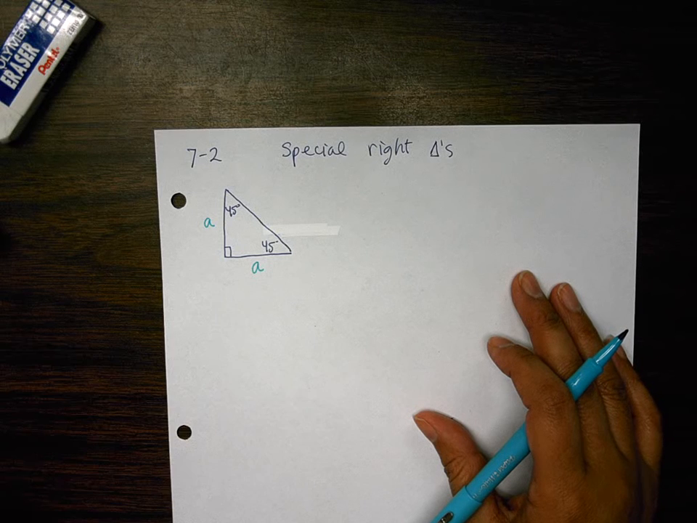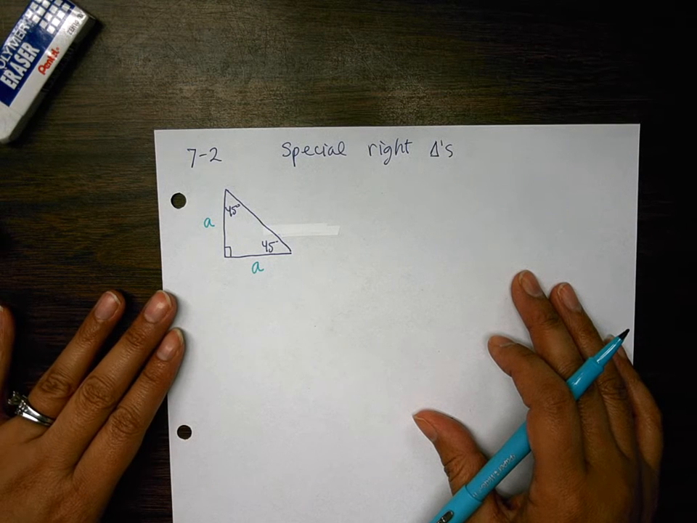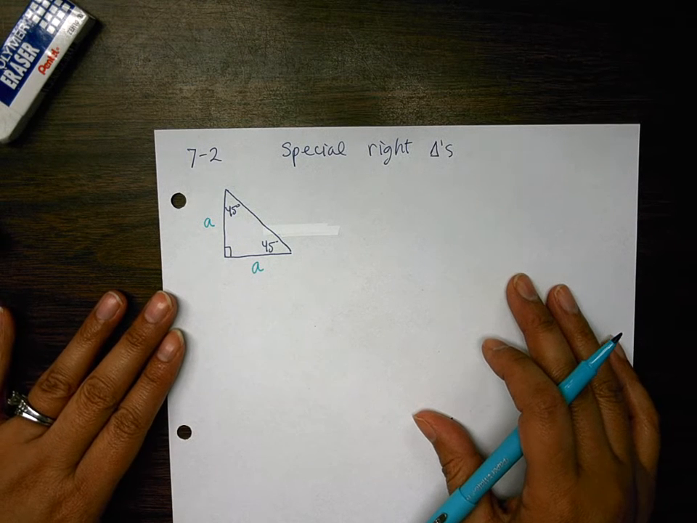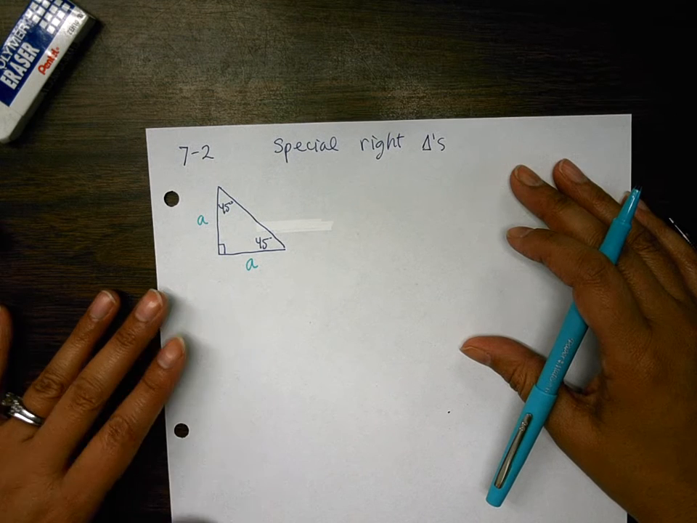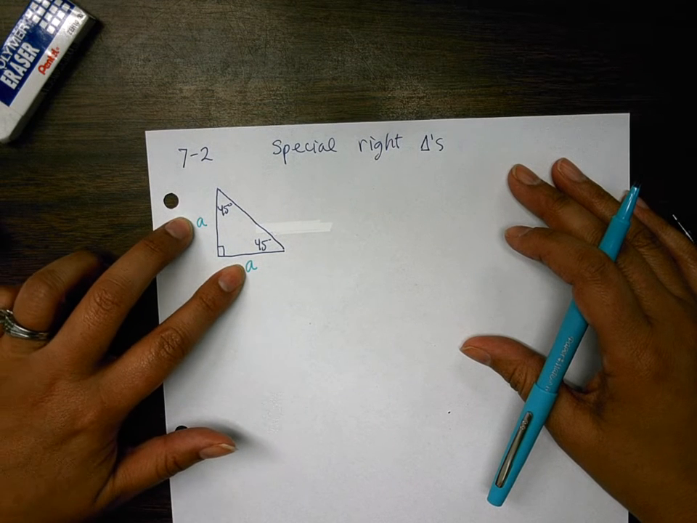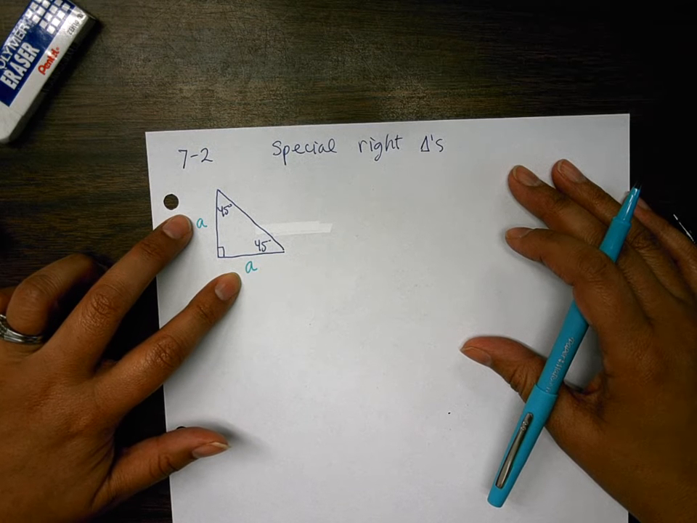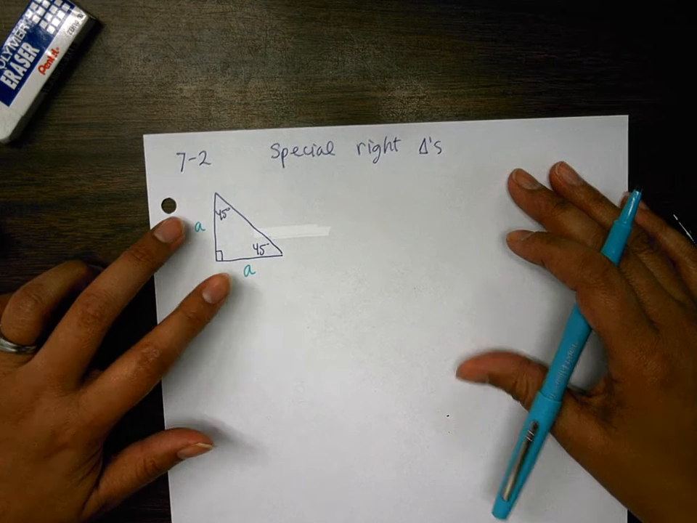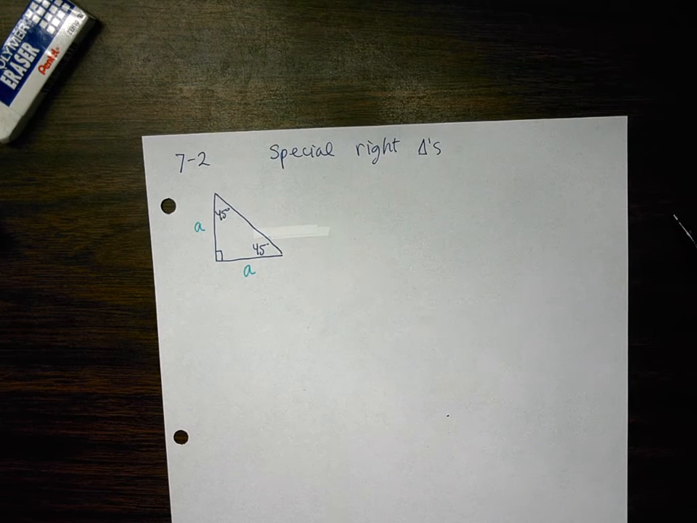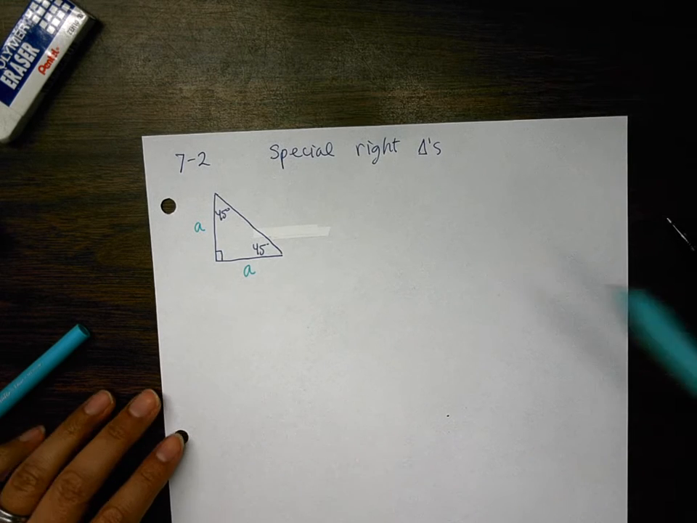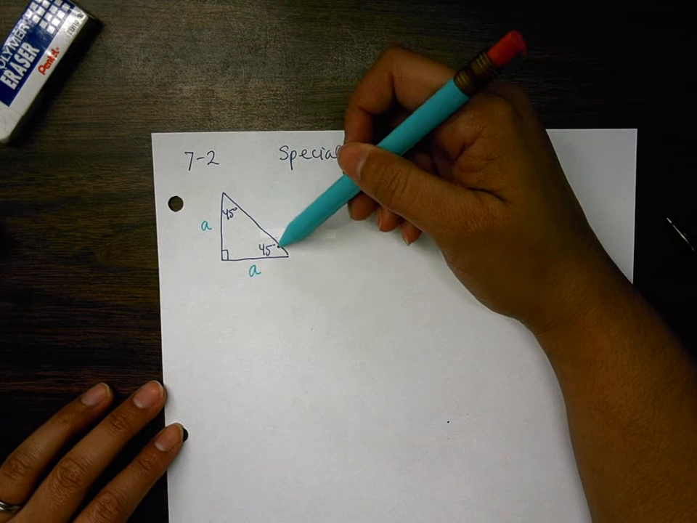Okay, so taking a look, do you guys understand why these two are both A? Yes, they are both A because it's an isosceles triangle. Now what can I use to find the length of the hypotenuse? What's the theorem called?